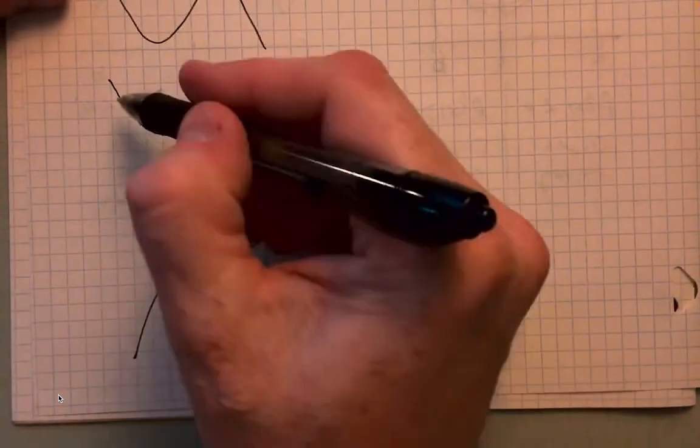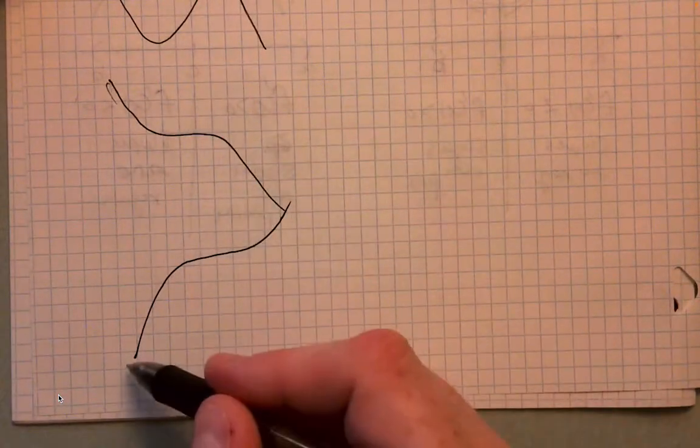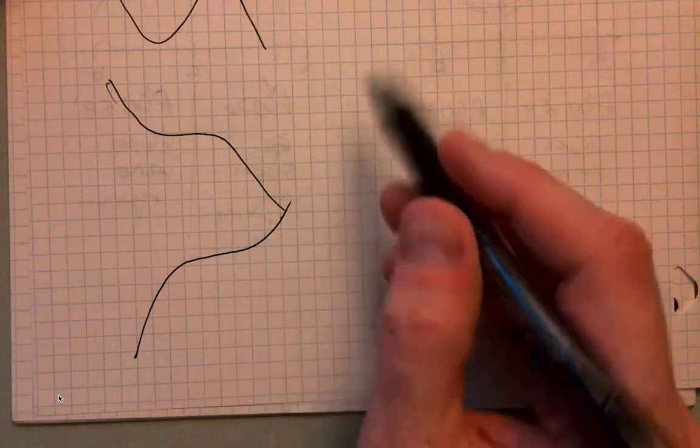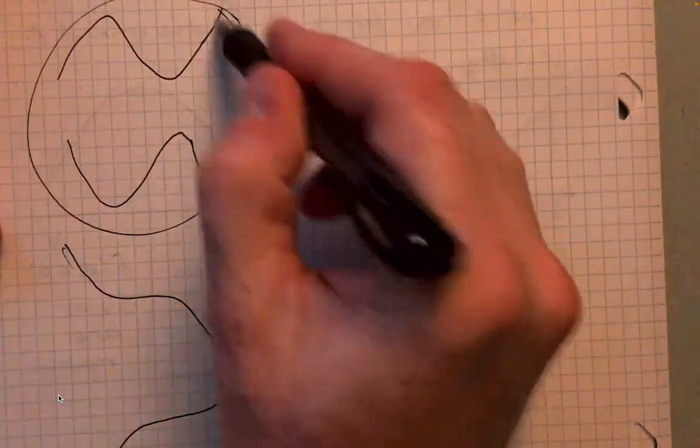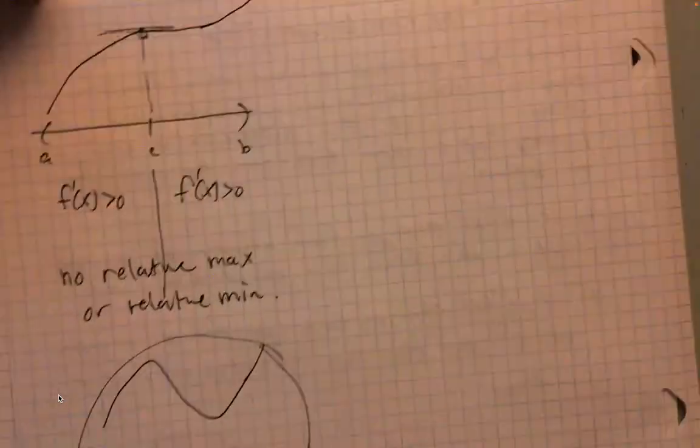Sorry about that. Right, so it could come down for a bit, flatten out, and then go back down, or it could be coming up, flatten out, go back up. Right, so in these cases, you have relative max and mins. In these cases, you do not. And that's what the first derivative test is telling us.